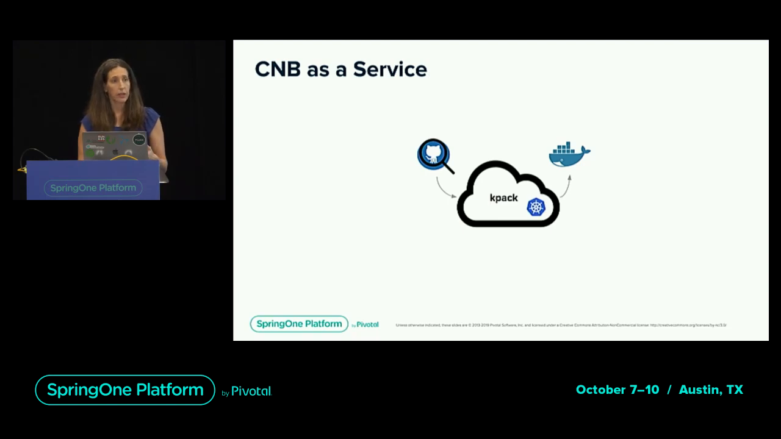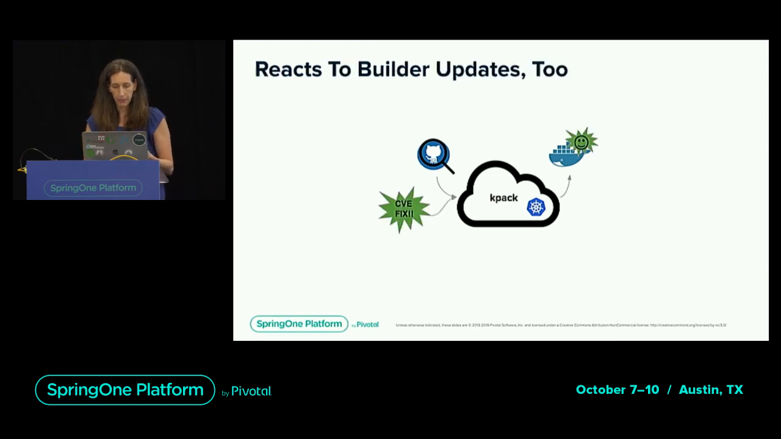There's an open source project called Kpack, which in a Kubernetes native way gives you a hosted version of cloud native Buildpacks. So in this case, what you do is you configure Kpack to monitor your Git repositories, and when there is a Git push, Kpack will notice that. It will grab the code, build it, and put an image into the repository that you specified.